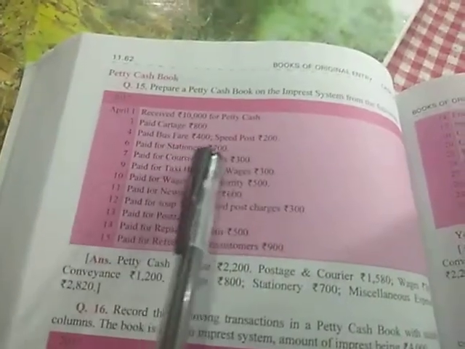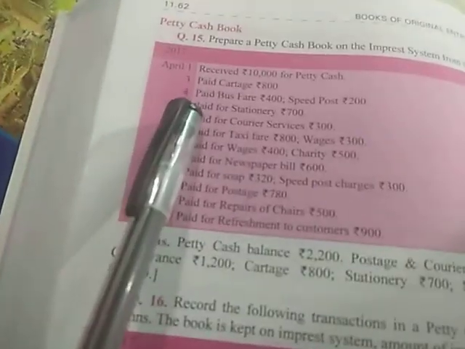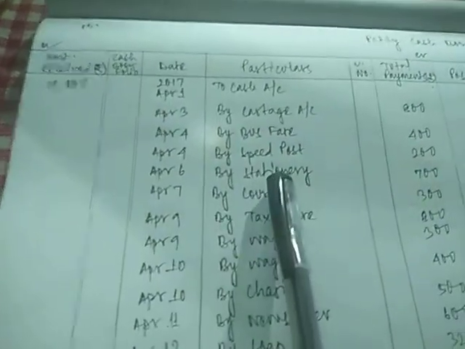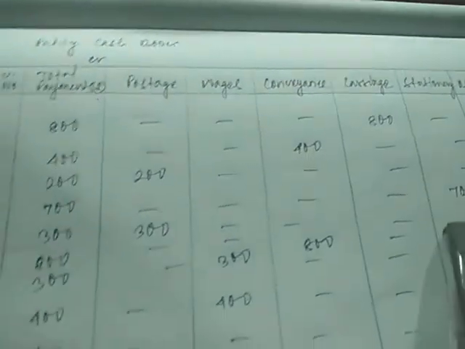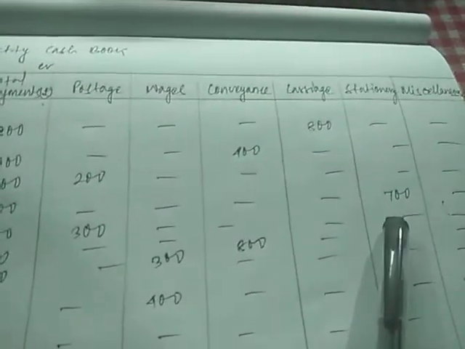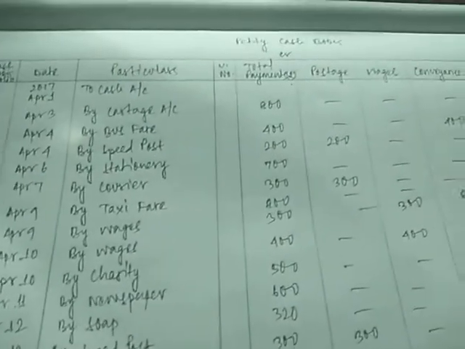Next item is paid for stationery 700 on April 6th. So here you can see on April 6th by stationery 700. This has gone to the stationery column, here 700. In this way you can complete the whole sum.